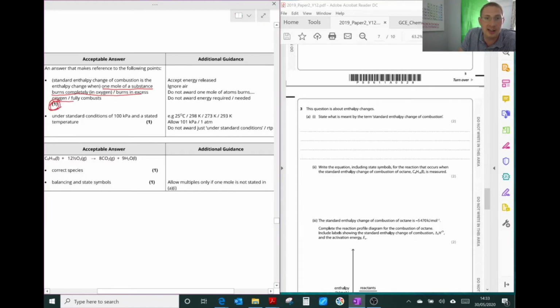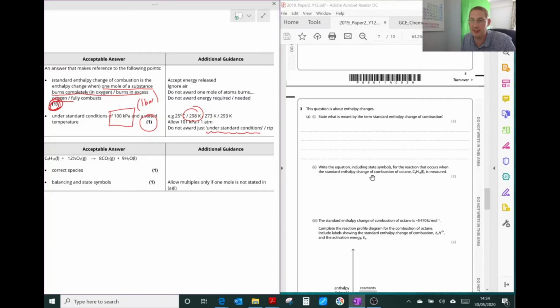That's only 1 mark here, sometimes it's worth 2, but 1 mole of a substance burning completely or burning in excess oxygen or fully combusting under standard conditions. Okay, it does interesting to say do not award just under standard conditions. Okay, you had to say 100 kilopascals, which is 1 bar, and a stated temperature, but it did allow you to state the temperature, like for example 298 Kelvin. Allow energy released rather than enthalpy.